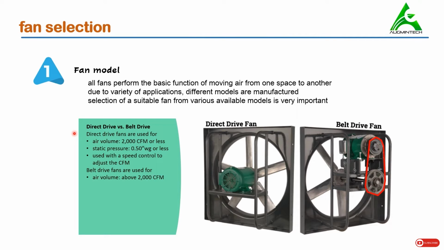However, belt drive fans are used wherever the amount of air to be moved has the value above 2000 CFM. And in such cases, the static pressure to overcome is more than 0.5 inches of water column. So this value 0.5 inches of water column and 2000 CFM will determine either of direct drive or belt drive fans will be used. Now belt drive fans also have adjustable pulleys.